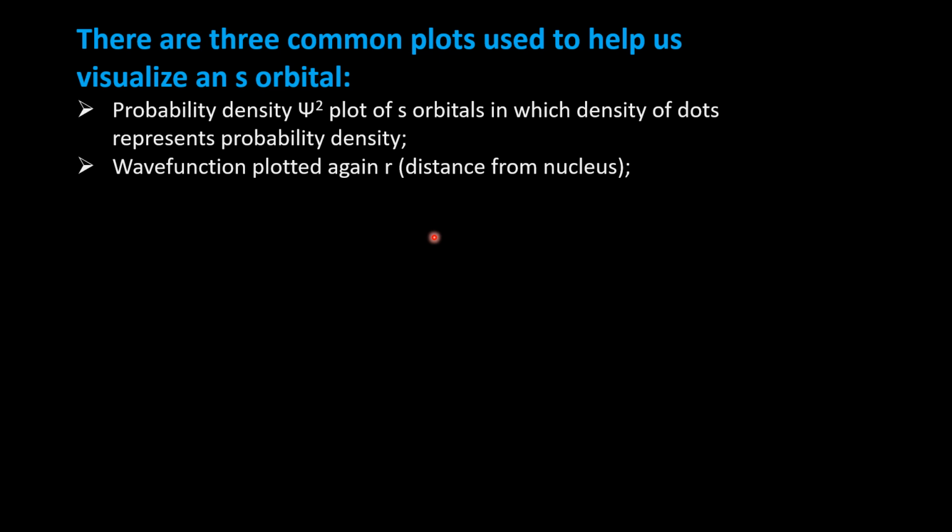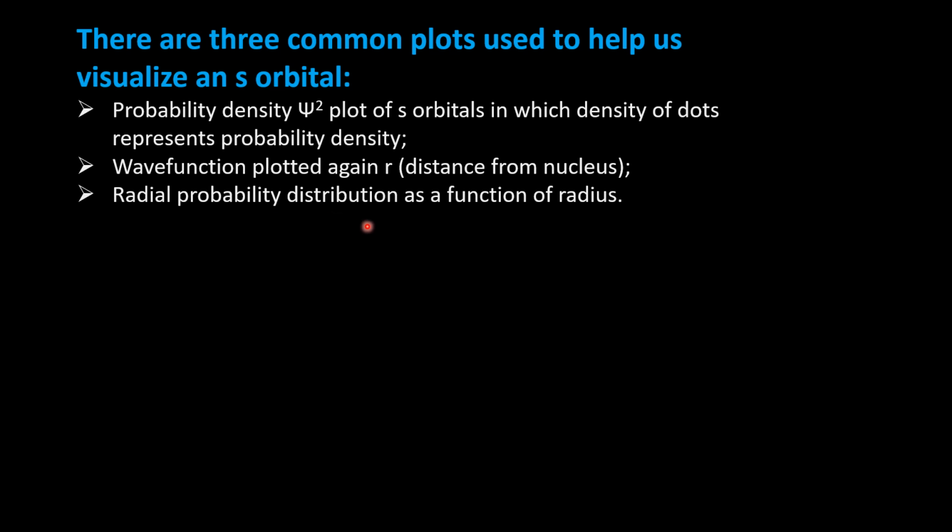Then there is another way of visualizing the s orbital, which is the radial probability density, or radial probability distribution, as a function of the radius. As s orbitals are spherically symmetric, there is always a radial probability of finding the electron around the nucleus. So there is a radial probability distribution.